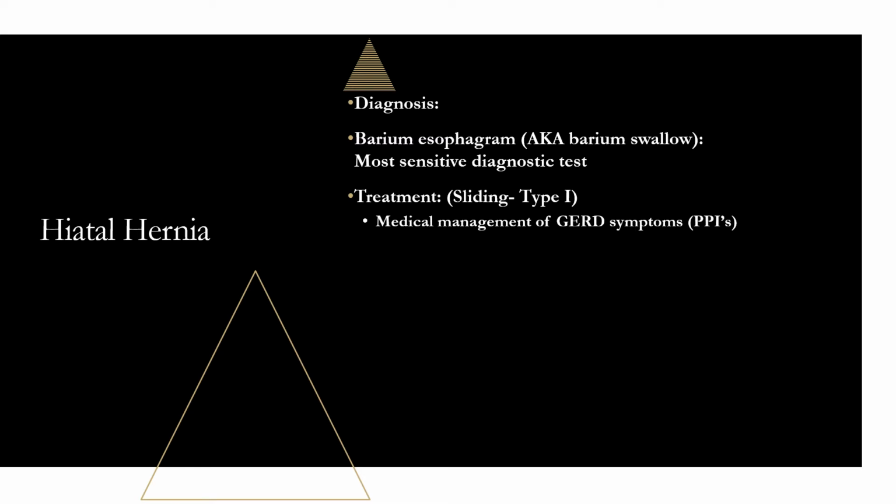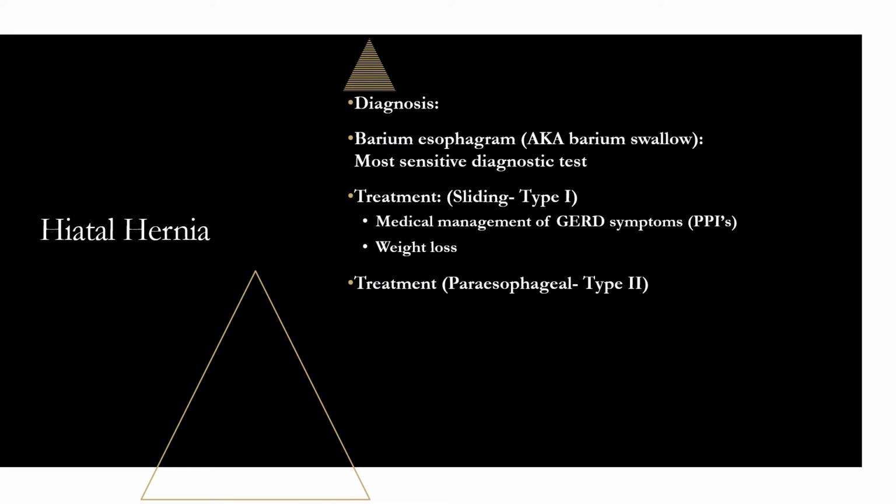You're basically just going to use PPIs to treat their GERD symptoms. There's really no complications with this for the most part, so there's not too much else you need to do. You're going to have them lose weight, because obesity increases the intra-abdominal pressure, which can worsen the hiatal hernia. So you do want them to lose weight, and then you just want to treat their GERD symptoms, but not too much else besides that for a type 1. That's really all you need to know.